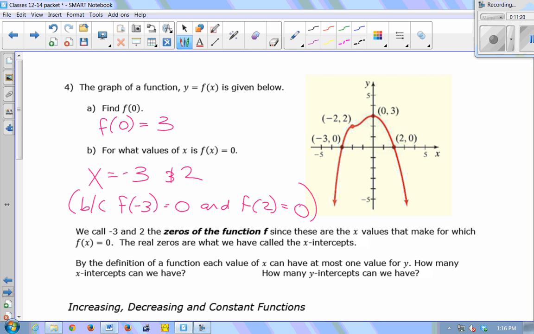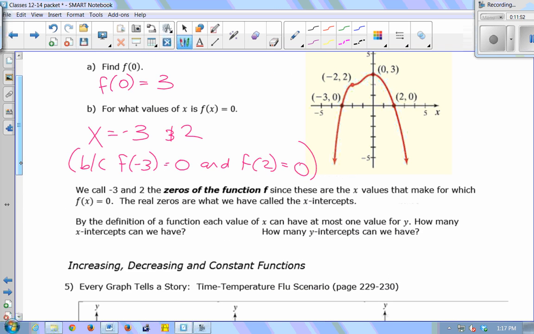So negative 3 and 2 are special points for a function. We've been calling them x-intercepts, places where the graph crosses the x-axis. They're also sometimes called the zeros of the function because they are the values that make the function equal to 0. So sometimes we call them zeros for short. We've been calling them x-intercepts up until now. We might start using those words interchangeably, real zeros and x-intercepts.